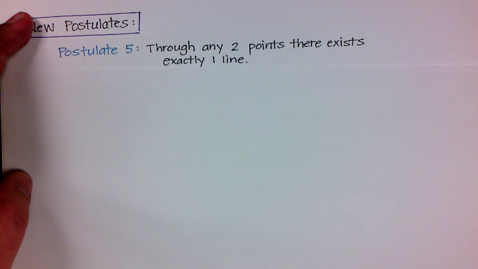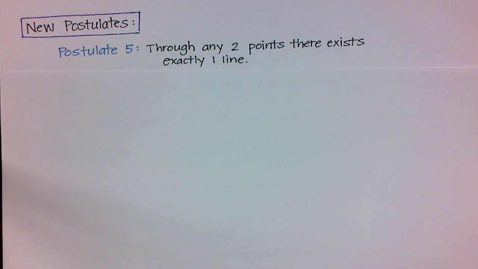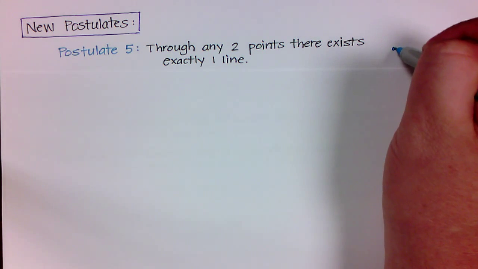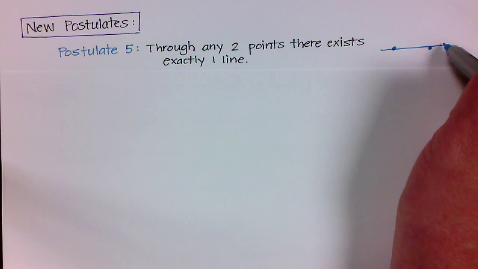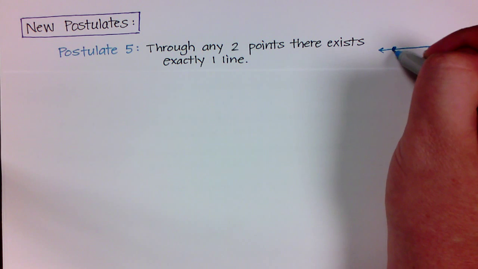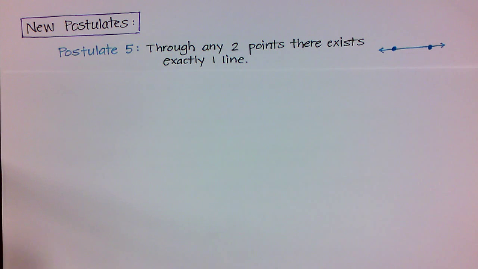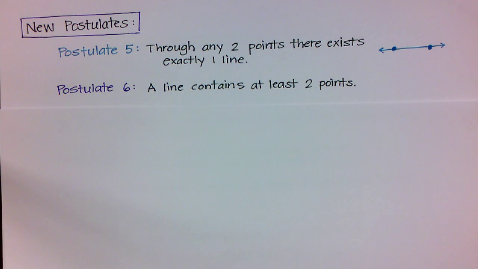Postulate number 5 says this: through any 2 points, there exists exactly one line. Okay, this is something that we've already kind of come to accept, something that we've already learned. So if I have 2 points, there exists exactly one line that passes through those 2 points. Okay? A lot of the ones that we're going to learn right now are based on points and lines and planes. So the second one is very similar, but it is a little different.